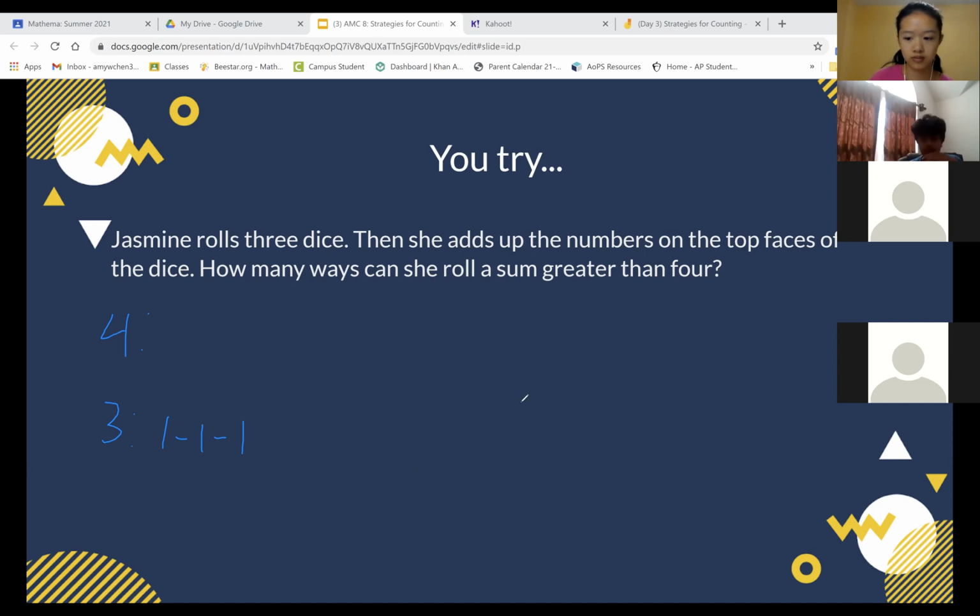How do we roll a 4? Exactly, there's 3 ways, because 2, 1, and 1 happens in 3 different ways, because any of those 3 dice can be the 2. So therefore, we have 3 ways to roll a 4 and 1 way to roll a 3. So that happens in 4 ways.